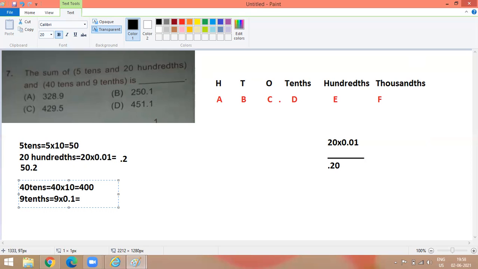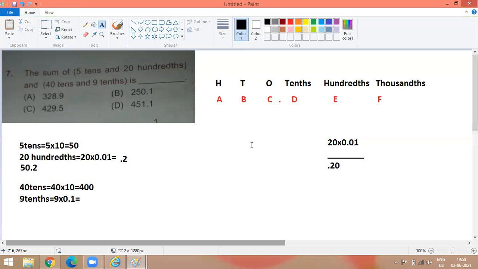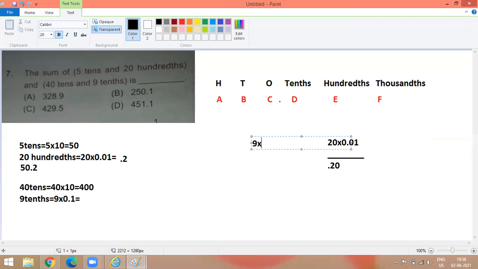I will tell you how to multiply this. Here you will multiply 9 with 0.1. Forget about the decimal point. 9 into 1 is 9. See here, the point is before the first number, right? So again, here we will place a point before the first number. So it is 0.9. Merging both, we will get 400.9.